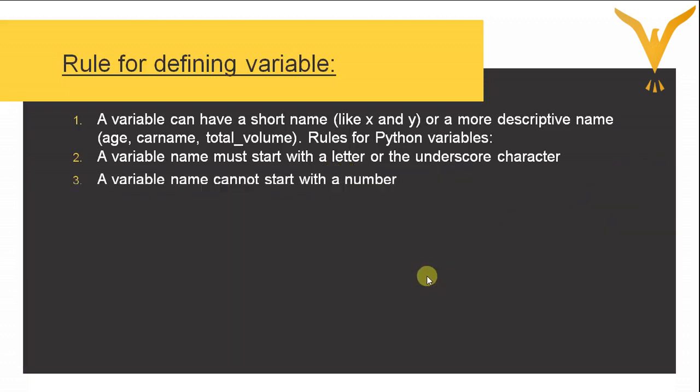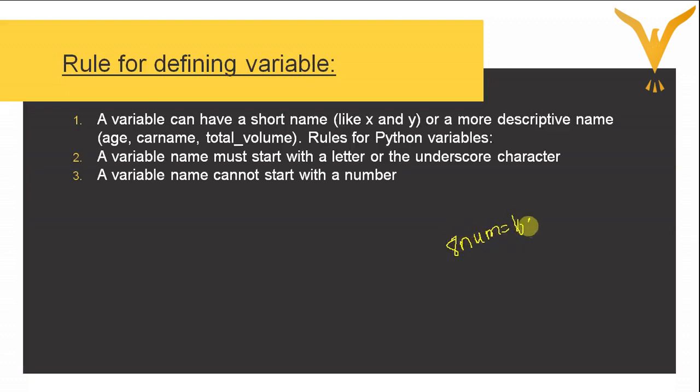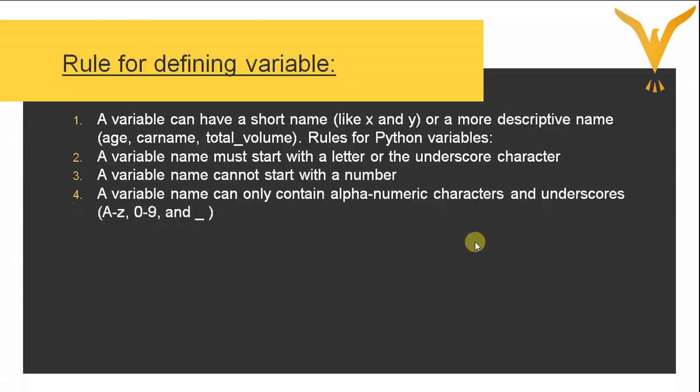Okay, now there is one more thing. It cannot start with a number also. That means you cannot write something like this, 8num is equal to 100. No, your variable name cannot start with a digit, right? So this is your third rule. That means a variable name cannot start with a number.